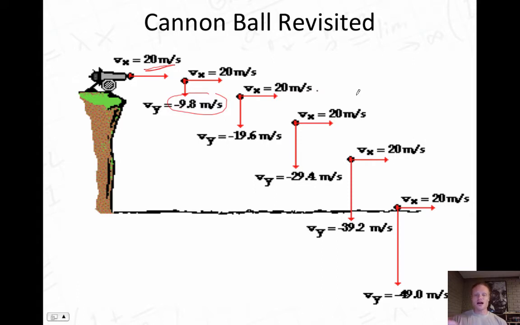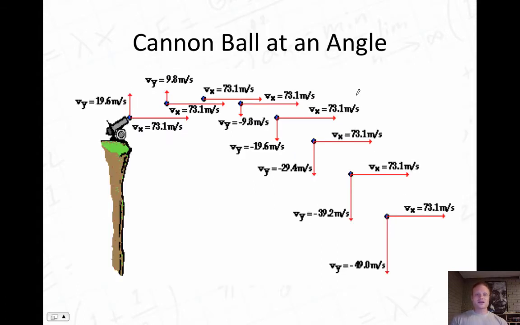Okay, so there you have it. Now let's take a look at a cannonball that's fired at an angle. This cannonball is being fired at some angle, and luckily for us, this picture broke it into components already, into an x component and a y component. It's heading up in the y direction at a speed of 19.6 meters per second, and in the x direction at 73.1 meters per second.